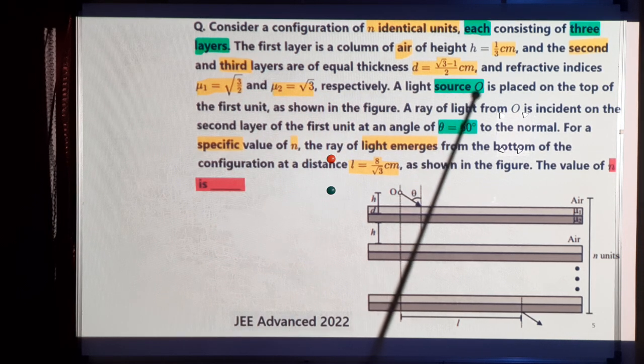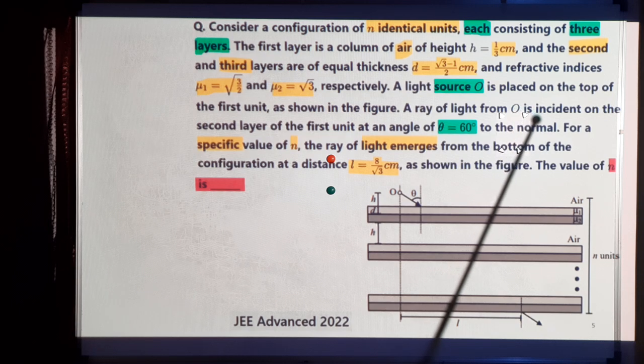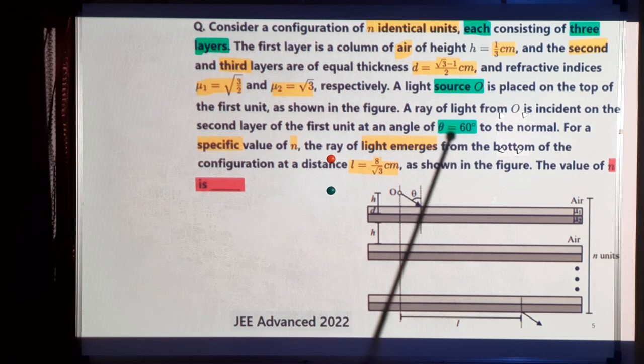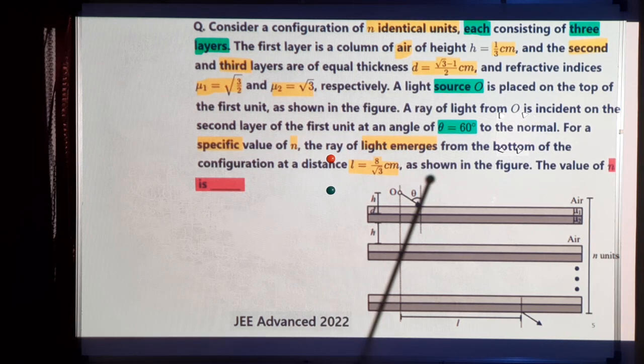A light source O is placed on top of the first unit as shown in the figure. A ray of light from O is incident on the second layer of the first unit at an angle theta equal to 60 degrees to the normal. For a specific value of n, the light ray emerges from the bottom of the configuration at a distance L equal to 8 by root 3 centimeter as shown in the figure. The value of n is dash. So this is the figure. You can pause and attempt this question.